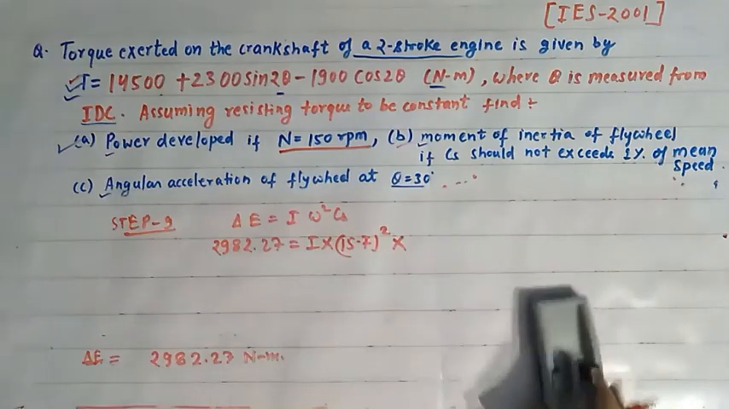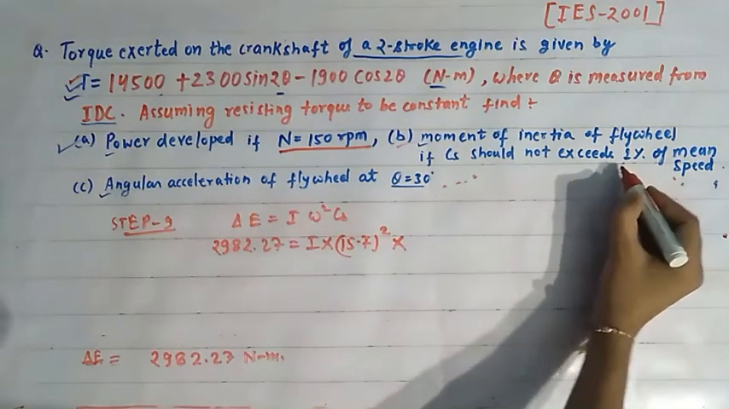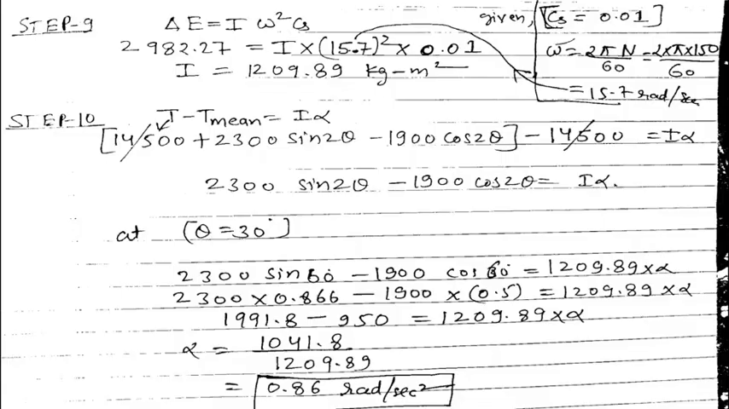Now Cs is taken from here. The value of Cs is 1%. So friends, in this step we will calculate the value of I, the moment of inertia of the flywheel, and for that we will use the equation delta E is equal to I omega square Cs. The value of delta E we have already calculated as 2982.27 in the previous step. See the previous step for the value of delta E. And the value of I we can calculate using this particular formula.